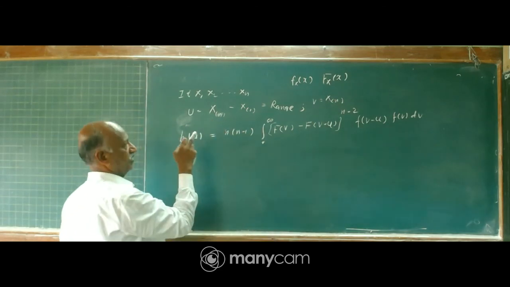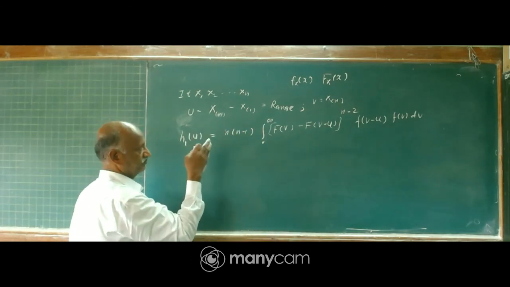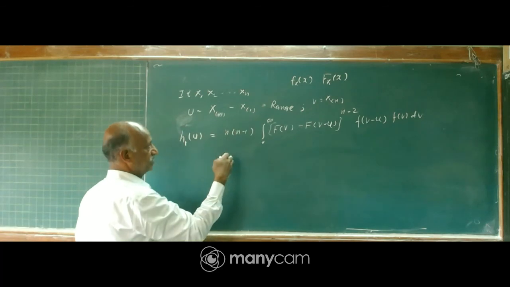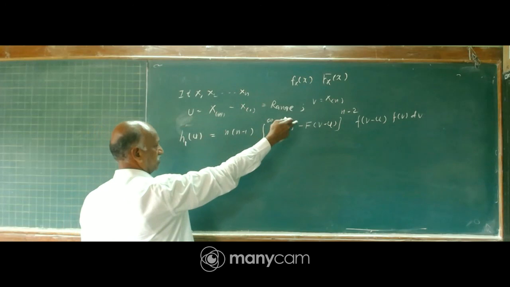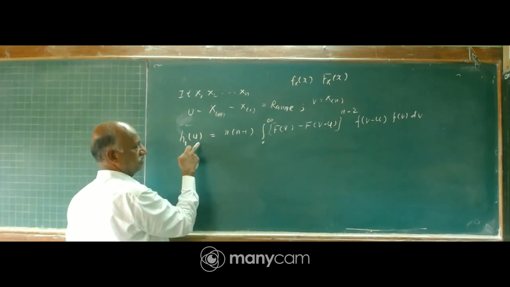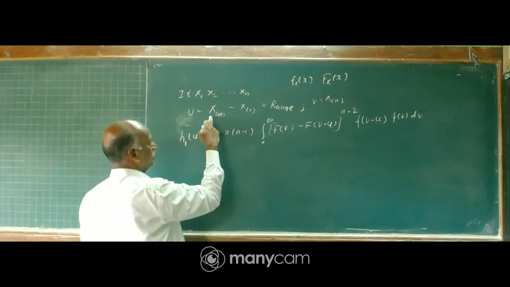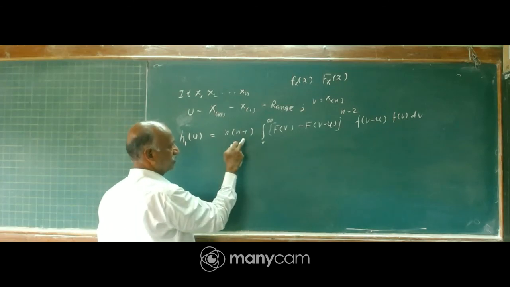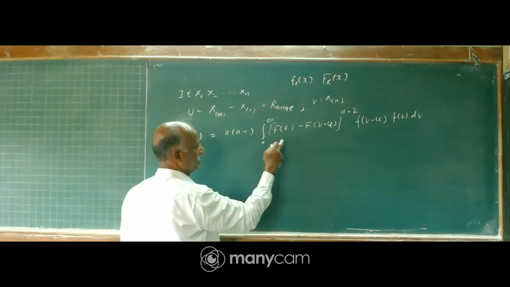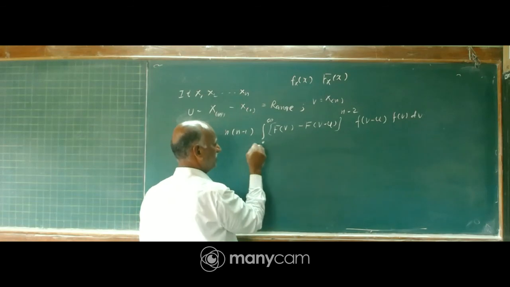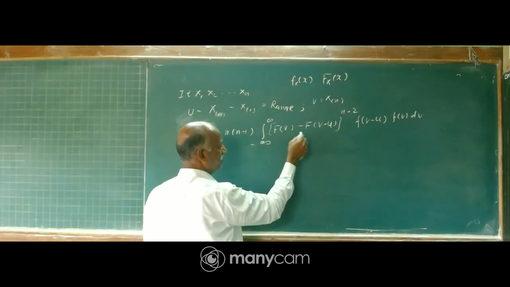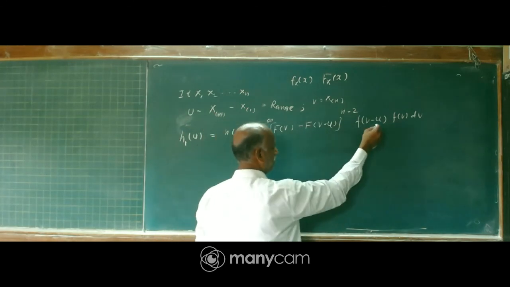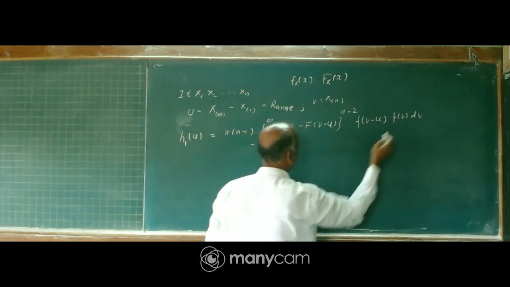Then after finding the joint probability distribution of x order n and x order 1, and integrating this with respect to v, we get h1(u), the probability density function of the range, x order n minus x order 1, range distribution, is equal to n into (n minus 1) integration from minus infinity to infinity of f(v) minus, f(v) minus f(v minus u) raised to n minus 2, f(v minus u) into f(v) dv.